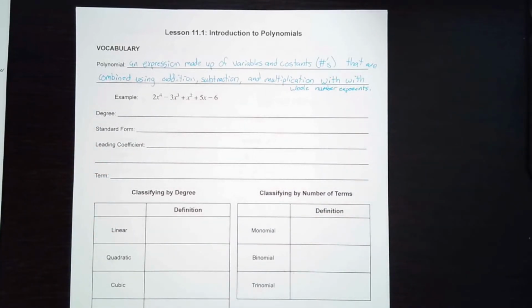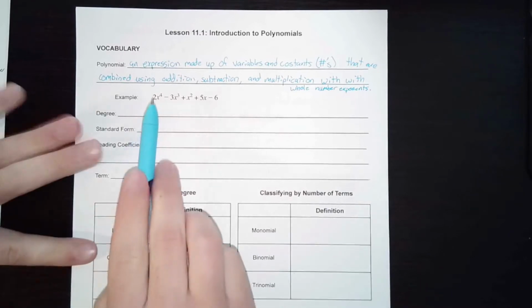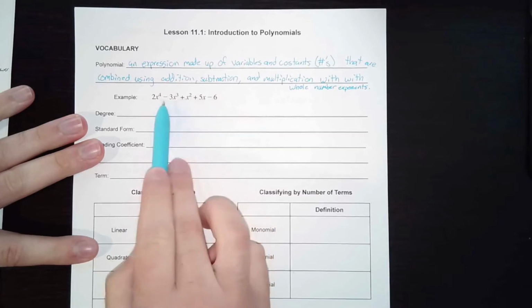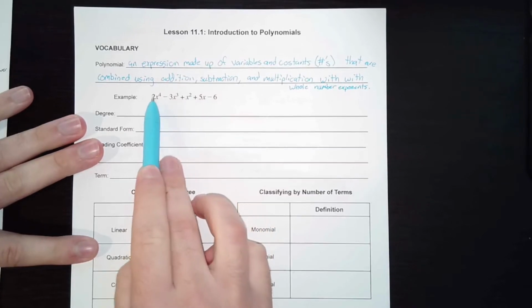Let's quickly talk about some of those things that are there. First of all, an expression is just kind of the math writing that we're used to seeing. Variables and constants means that I'm allowed to have both numbers and letters. And they're combined using addition, subtraction, and multiplication. So if you look at our example here, I can see the addition. There's a couple of them. I can see the subtractions. I can see the numbers. I can see the variables.